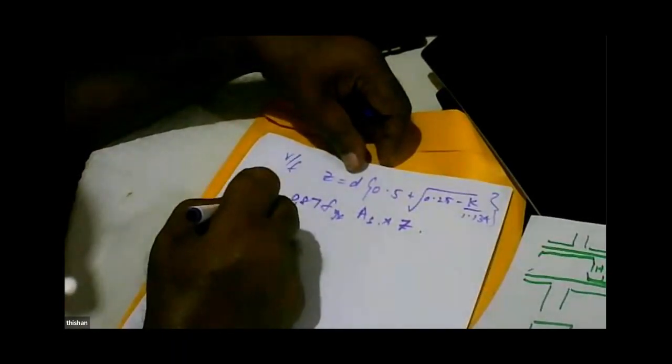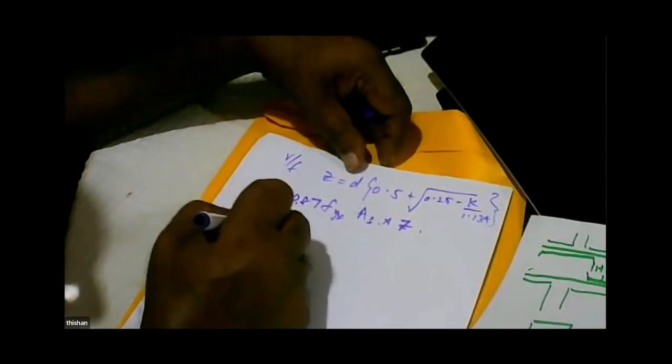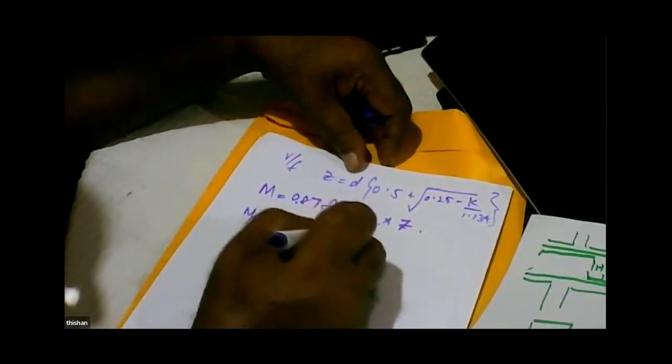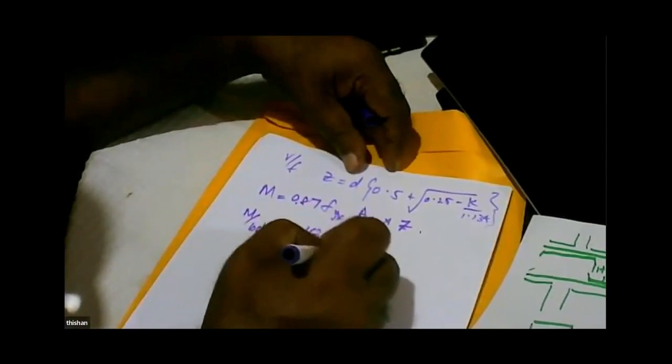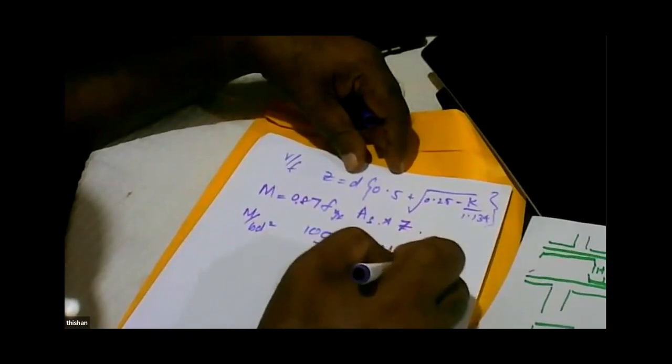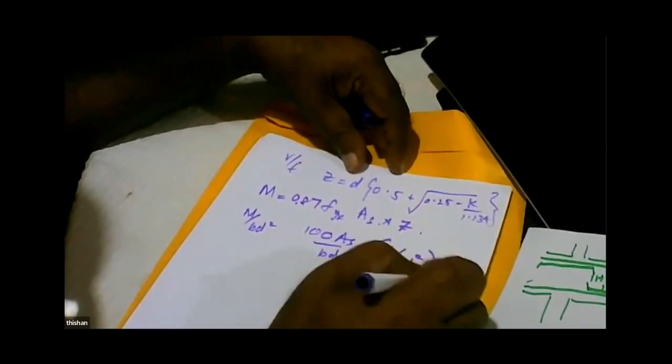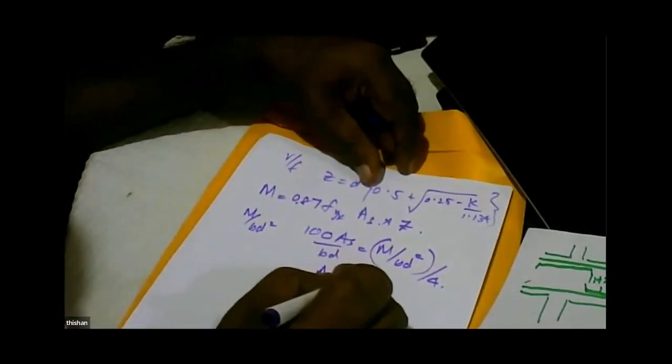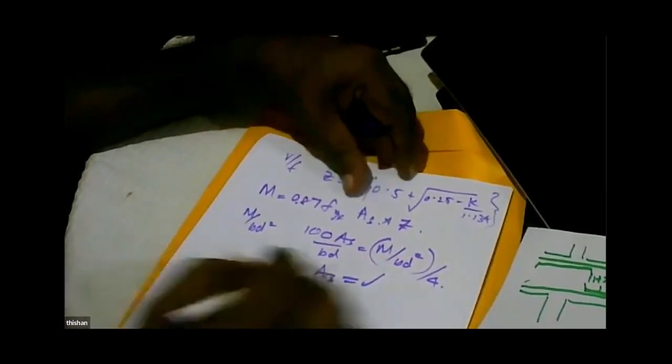But how would I do it? MOBD squared, 100 days OBD is MOBD squared divided by 4, and I find the reinforcement. Yes, I don't spend much time because I don't spend time finding S. I have enough time to optimize.